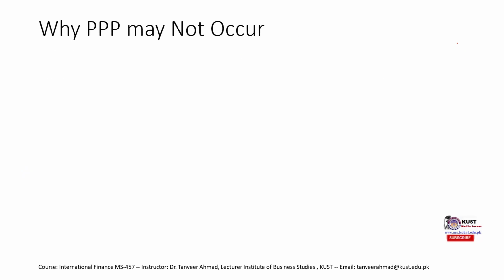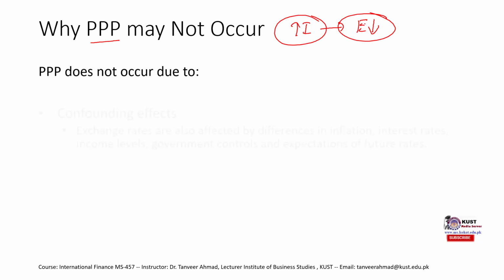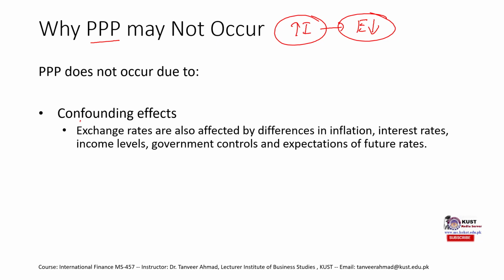Okay, so what are certain reasons that the purchasing power parity theory will not hold? Remember, what purchasing power parity theory says is that if inflation increases, the foreign currency's exchange rate would depreciate. So we are going to discuss certain reasons why this purchasing power parity would not hold, why there would be an increase in inflation and not a decrease in the exchange rate. It happens, right? So one reason is called confounding effect.